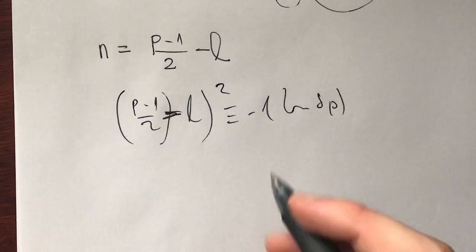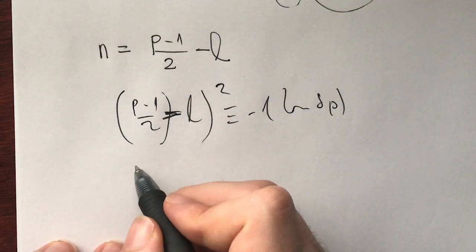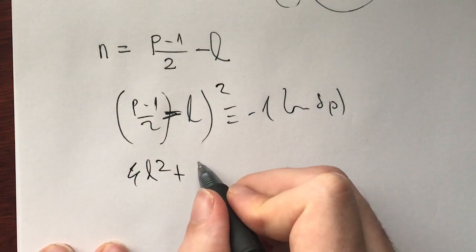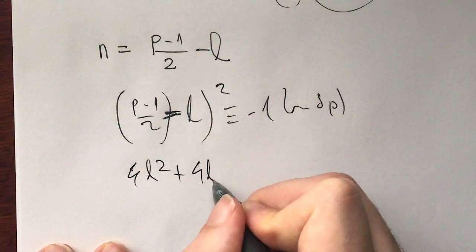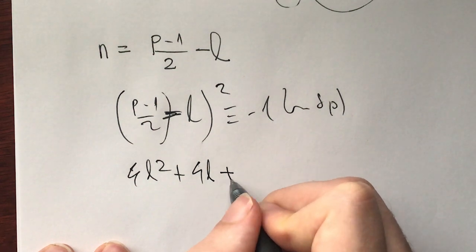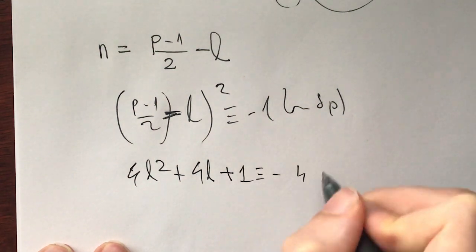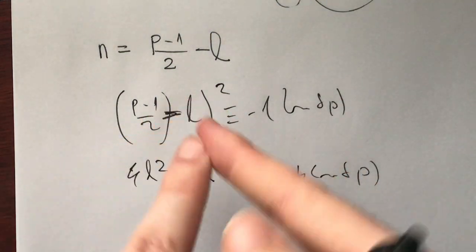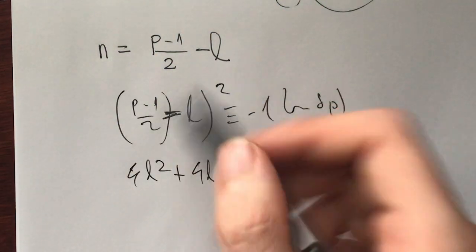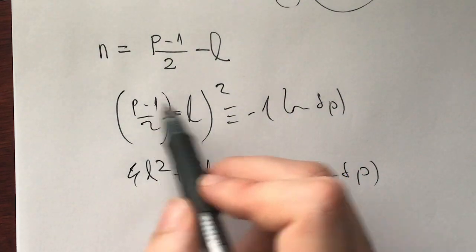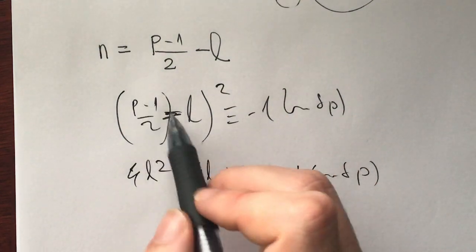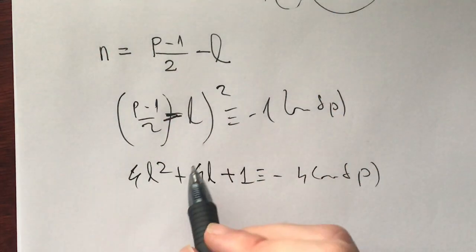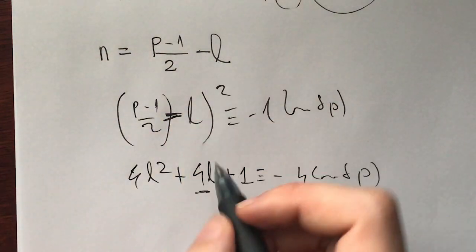Multiply everything through by 4 and square them. You'll get rid of p, and you'll be left with 4L squared plus, 4L, I believe, plus 1 is congruent to minus 4 modulo p. Because the p's are congruent to 0, and p minus 1 is congruent to minus 1. So when you have minus L times p minus 1, that will be congruent to L. So that's how you'll get this when you multiply by 4.